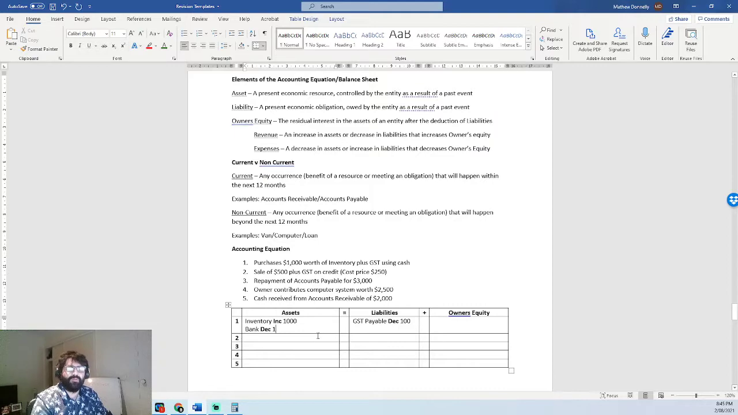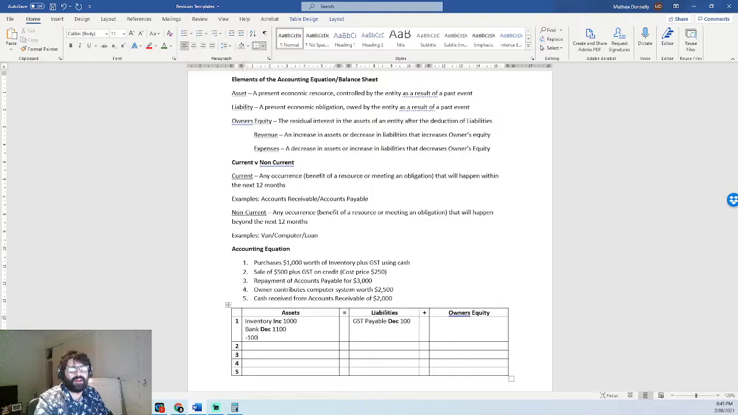Now, when we buy $1,000 worth of inventory and 100, we've got to pay it all together. So it becomes 1,100. And if we do some quick maths here, we go an increase of 1,000 and a decrease of 1,100 is a net result of a decrease of $100, because positive 1,000 minus 1,100 will give us negative 100.